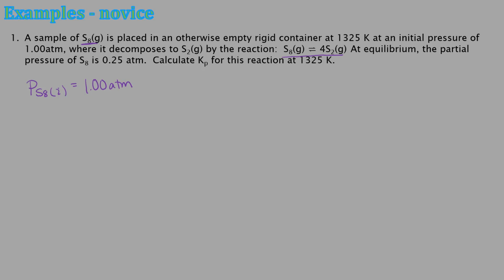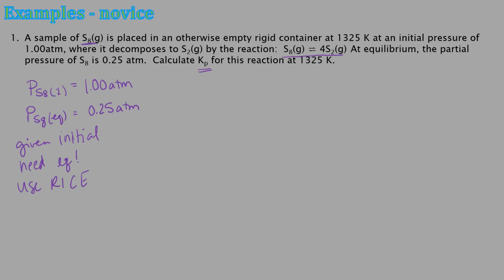It decomposes into S2. And at equilibrium, the partial pressure of S8 is 0.25. And we have to find Kp. So I'm given initial values, and I need to know equilibrium values in order to calculate Kp. So I have to use a RICE table.